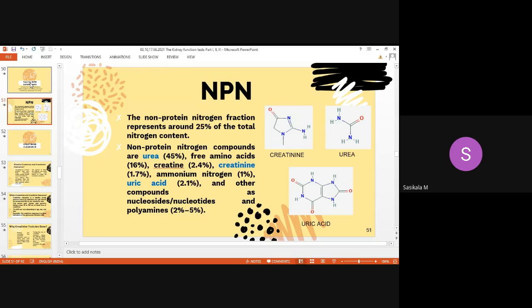Among all the constituents, you are going to see about urea, creatinine, and uric acid. Here are the chemical structures of non-protein nitrogen compounds. You can find the presence of nitrogen in the chemical structure. It is creatinine, urea, and uric acid.